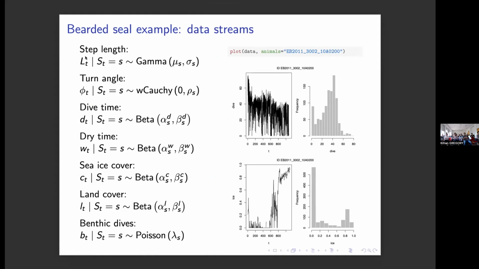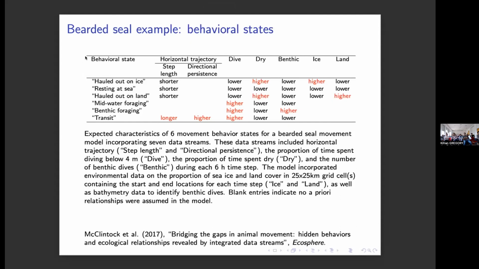We also use sea ice cover as a data stream. Each cell would have a certain percentage of ice, and we modeled that as a beta distribution as well. That's a proxy for hauling out on ice. We also had land cover, which does the same thing for land instead of ice. And then the number of benthic dives, which is the one that's really helping us identify the benthic foraging. This is what some of those things look like for one of our individuals. So I told you guys this one was complicated.